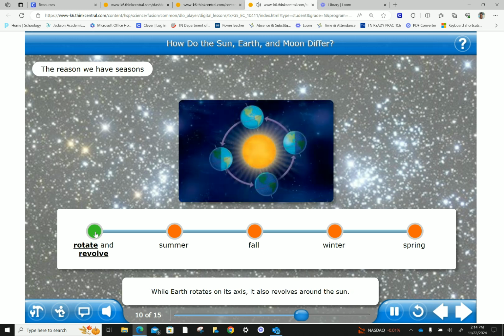While Earth rotates on its axis, it also revolves around the sun. Did you notice that Earth is slightly tilted on its axis? It's always this way. As Earth rotates, one half of it is oriented toward the sun. The other half is farther away from the sun. The sun's light and energy hit Earth's north and south hemispheres at different angles.